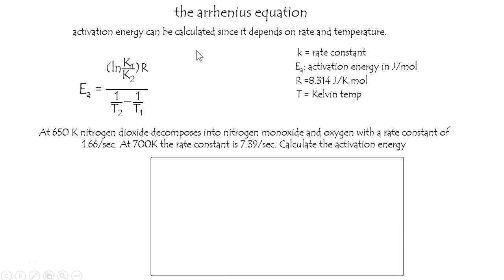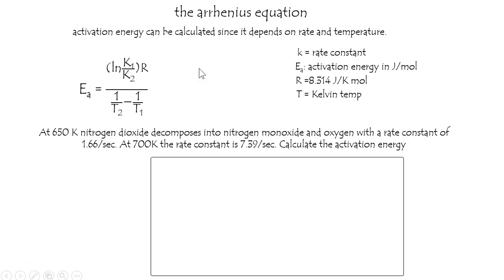Hey, Dr. B here again, and let's take a look at the Arrhenius equation. This is the only equation you'll see that allows you to directly calculate the activation energy, E sub A, for a chemical reaction. That's the hump you have to get over in order for a reaction to occur.